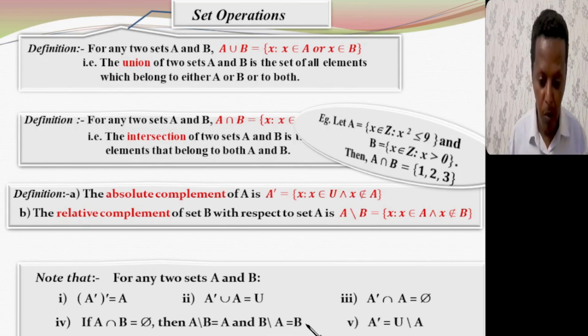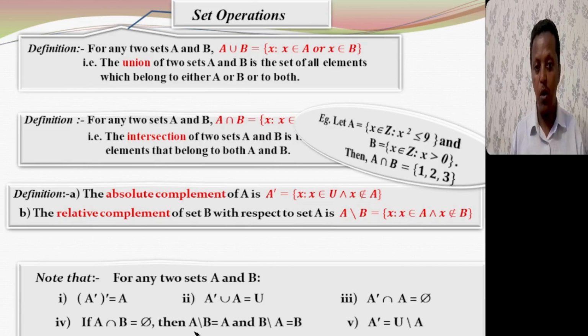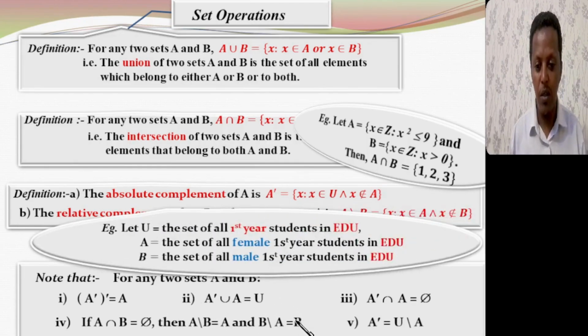Now if you have two disjoint sets, then the relative complement of A with respect to B will be B. The relative complement of B with respect to A will be what? A. Or in other words, A without B will be A, because they are disjoint sets. B without A will be set B itself, because they are disjoint. Now to understand this concept, let's take a particular example.